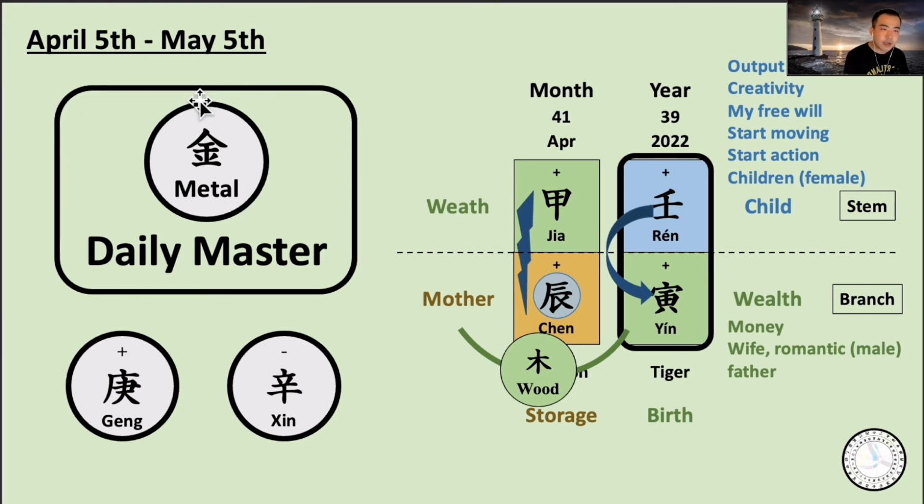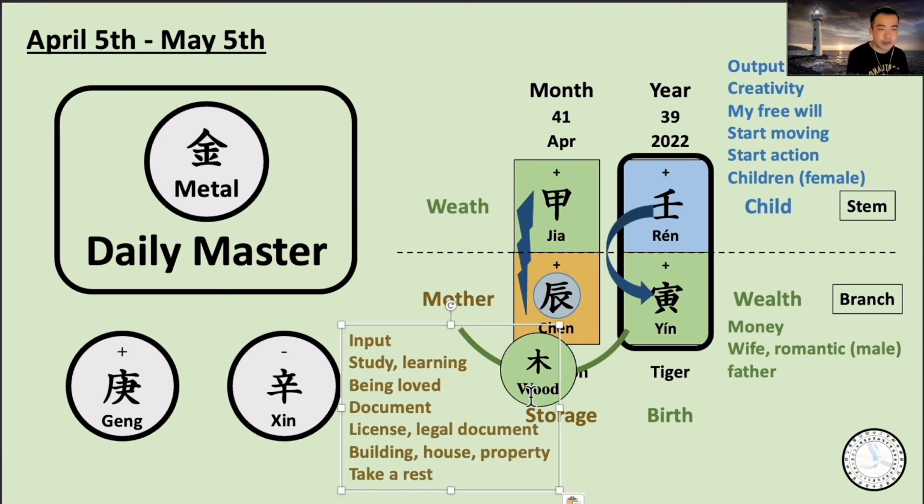Or the metal daily master can use their money as a wealth spirit to get this mother as the document. It is a make-a-contract month. The metal daily master can use their money, using my output, using my will, to use my money to control this document, any kind of property purchasing or legal document, any kind of contract.